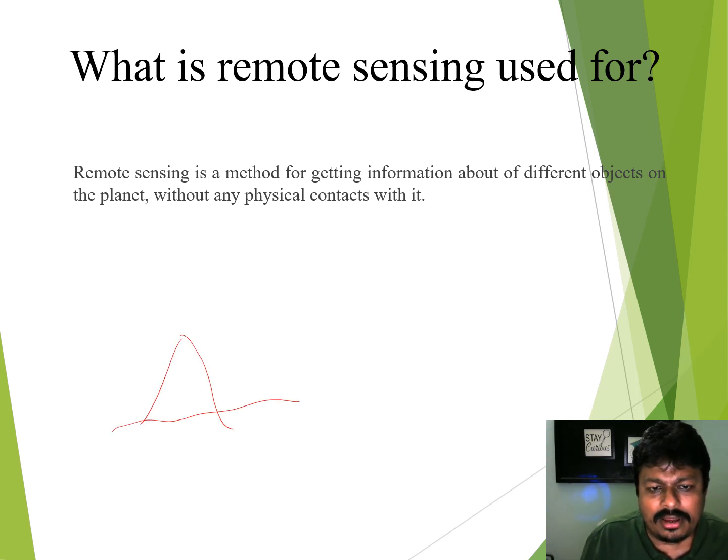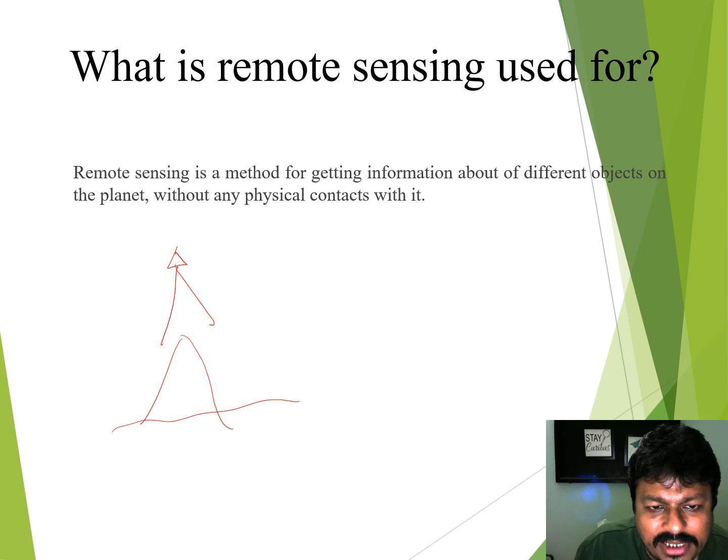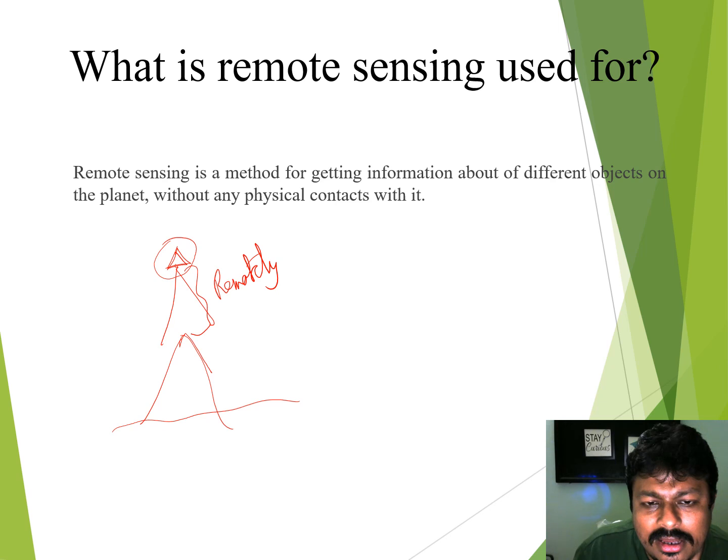So this is our camera placed here, and if I take a picture, you can note that I am taking a picture without touching this feature. I am not touching this hill, but still I am taking the picture of it. So this is known as remote sensing, because the camera which is taking the picture of the hill is remotely placed. That is why the image captured through this system is known as a remotely sensed image, or as a whole it is remote sensing. By definition, remote sensing is a method for getting information about different objects on the planet without any physical contact with them, right? So this is what remote sensing is.